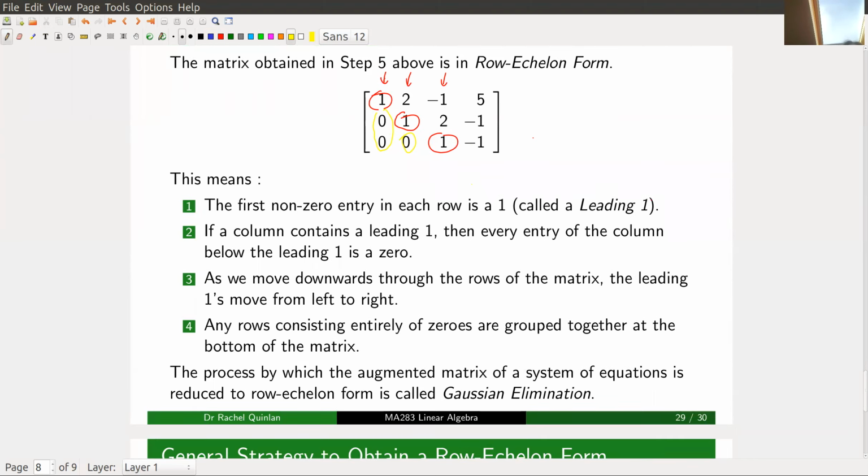So it's not necessarily true that every column from the first one onwards must have a leading 1. It could happen that the first one has a leading 1, the second one doesn't, but the third one does again. And then finally, the last thing is that any rows that consist completely of zeros are grouped together at the bottom of the matrix. And so the process by which the augmented matrix of a system of equations was reduced to row echelon form there in our example is referred to as Gaussian elimination. Basically, any process of applying elementary row operations to a matrix to get it into this type of echelon form is referred to as Gaussian elimination.